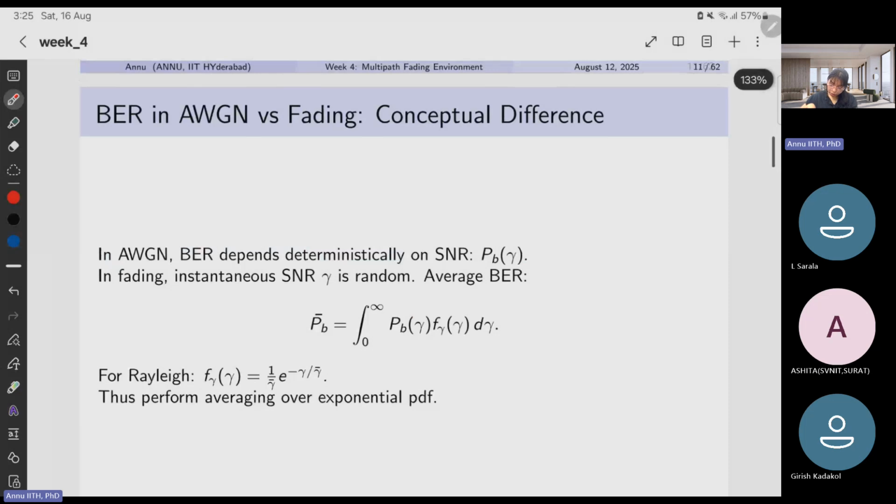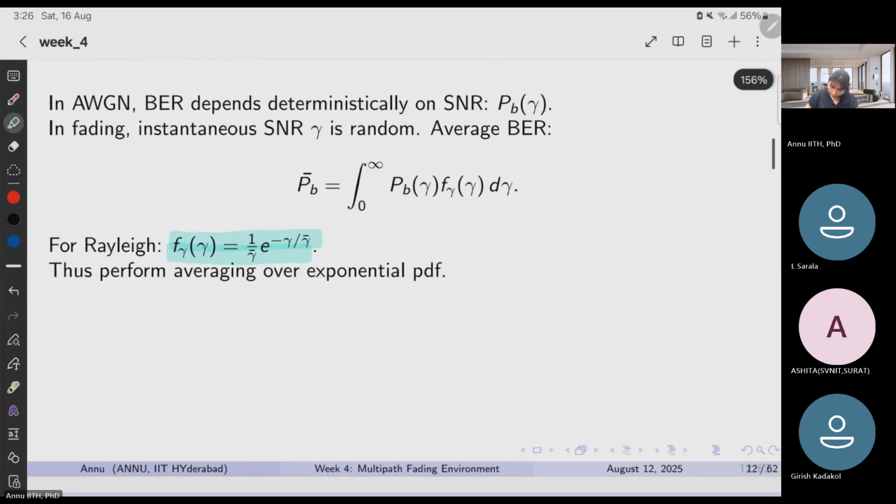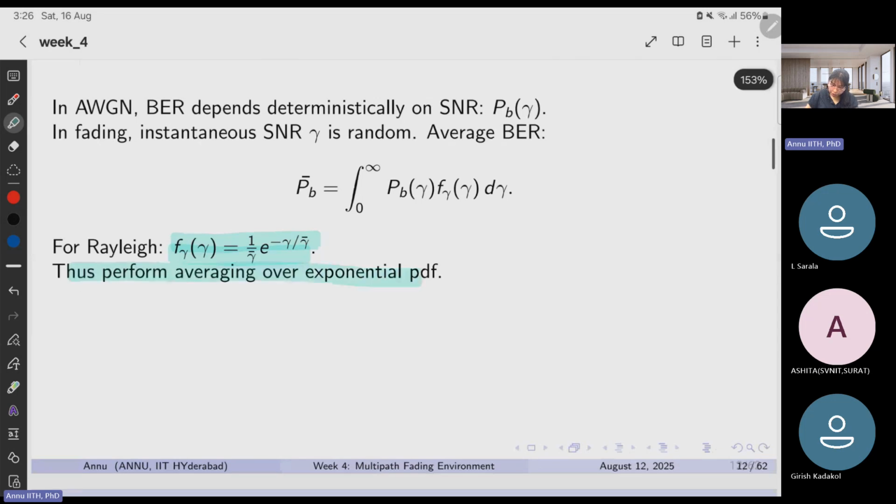Now, BER in AWGN versus fading is a conceptual difference. In AWGN, BER depends deterministically on SNR. In fading, the instantaneous SNR gamma is random, so the average BER is PB equals the integration from 0 to infinity of PB of gamma times f gamma of gamma d gamma, where for Rayleigh the PDF is this. This performs averaging over the exponential PDF.